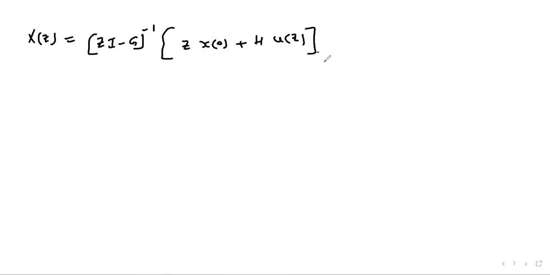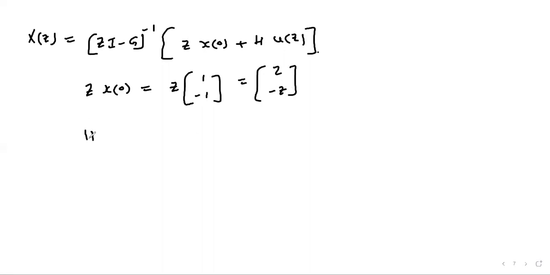So our X of Z can be obtained as ZI minus G inverse into Z X of 0 plus H U of Z. Okay, that's our X of Z. We take Z multiplied by X of 0. The initial conditions of the system are given as 1 and negative 1, and therefore this will give us Z and negative Z.